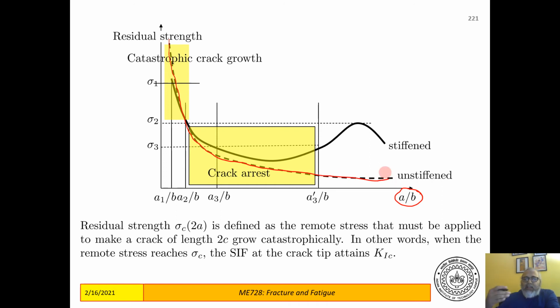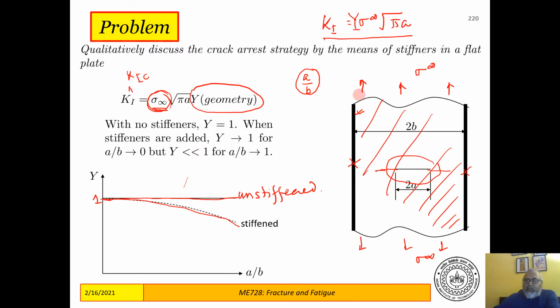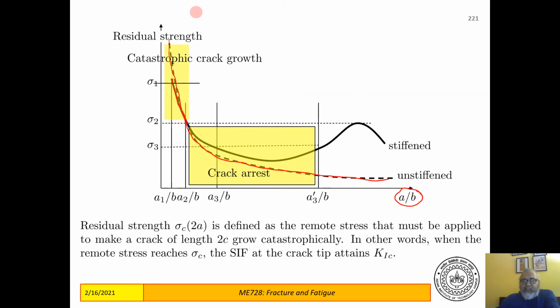The longer the crack, the lesser the residual strength, the lesser the sigma infinity at which it will start to propagate. Okay. Now for the stiffened crack, it will be similar. In the beginning, when A by B is very small, the crack again does not see the stiffness, so it behaves as if it is in an infinite plate, exactly the same manner as the unstiffened crack.